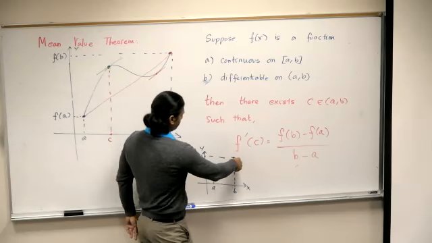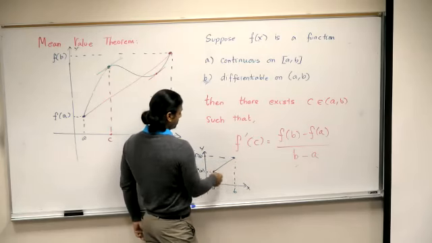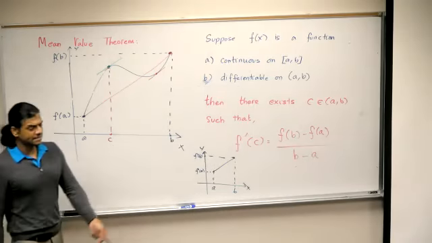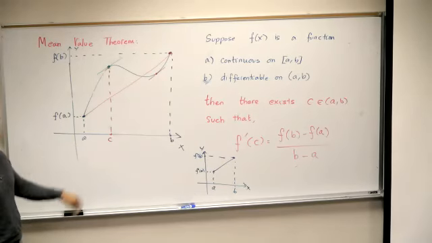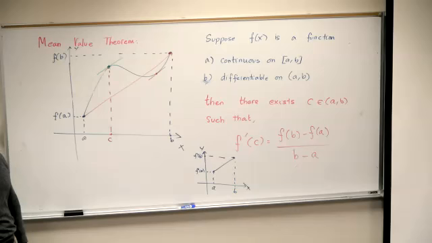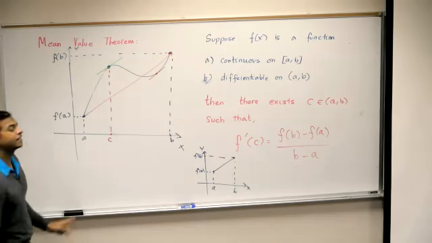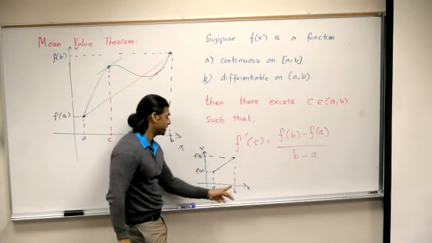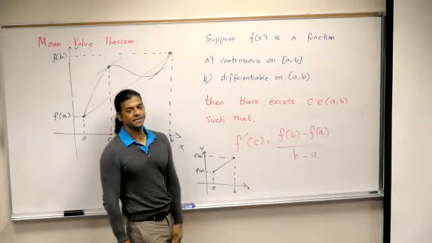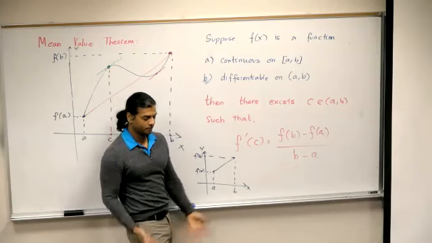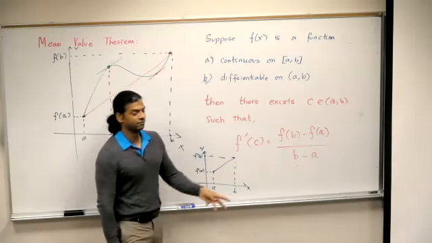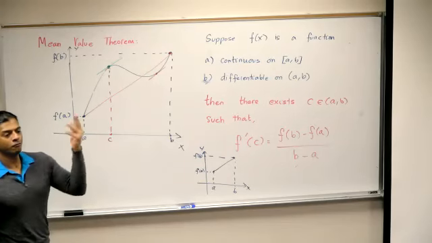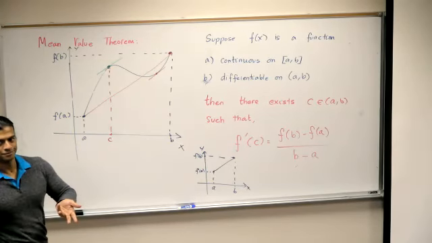The slope between that point and that point would be the right-hand side. But is there a c between a and b which will satisfy this equation? Yep, every single c between a and b will satisfy that equation because the instantaneous rate of change is the same as the average rate of change for a straight line.